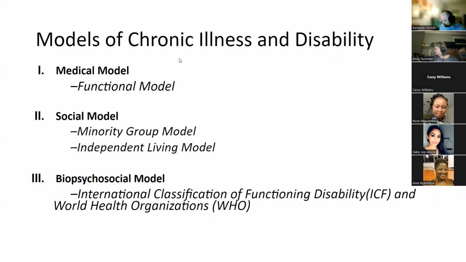The models of chronic illness and disability, I just summed this up. We're going to be talking about the medical, and under medical, there's the functional model, and under social, there's a minority group model and independent living. And then the third one is the biosocial model, and it includes the ICF and the WHO. So when I start talking about it, you will see how it fits under there.